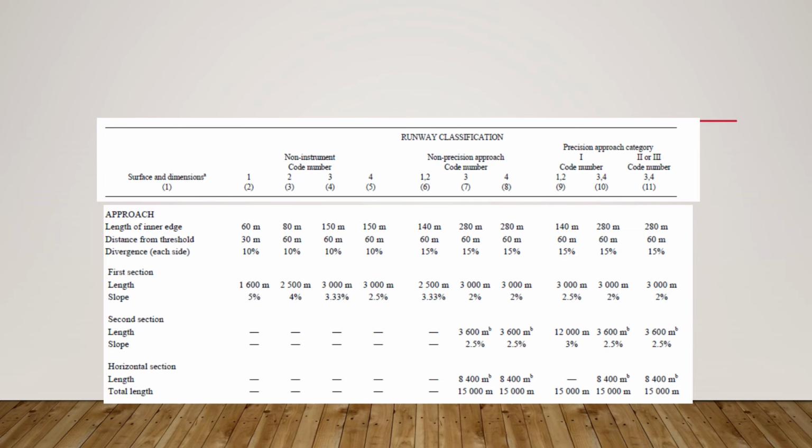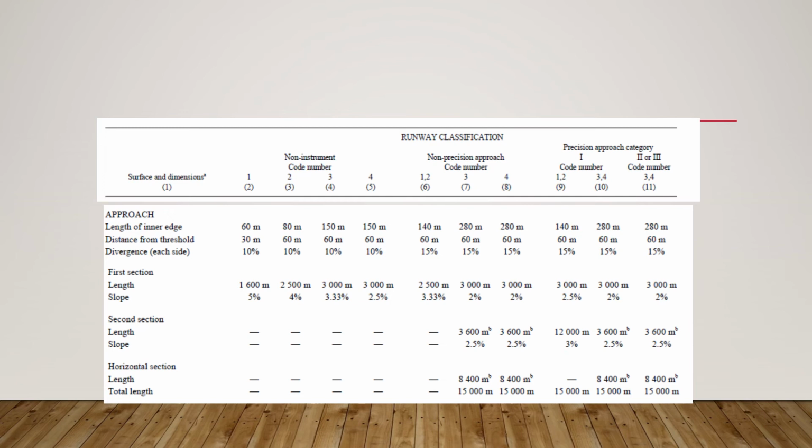So the approach surface is further subdivided into 3 sections, wherein the first section adjacent to the runway, which starts at the end of the 60 meters of the runway, will have a total length of 3000 meters with a slope of 2%. Thereafter, the second section extends up to 3600 meters from the edge of the first section with a slope of 2.5%, and the last section will have a total distance of 8400 meters with no slope.